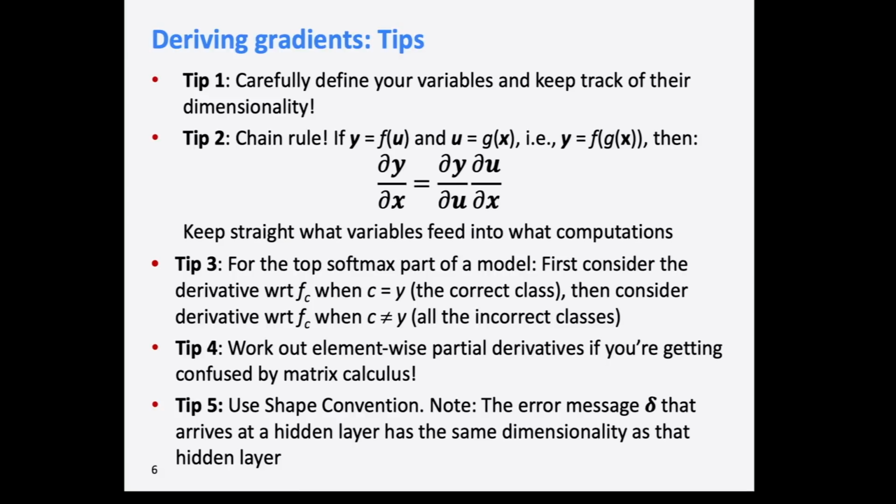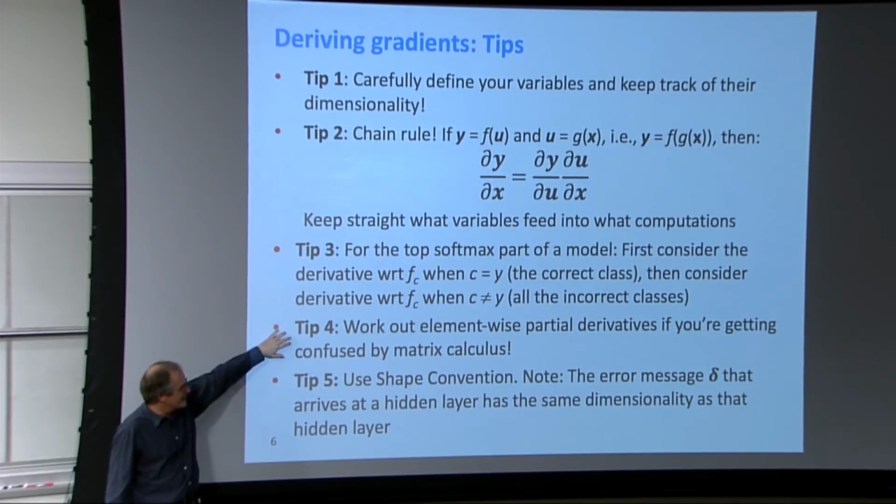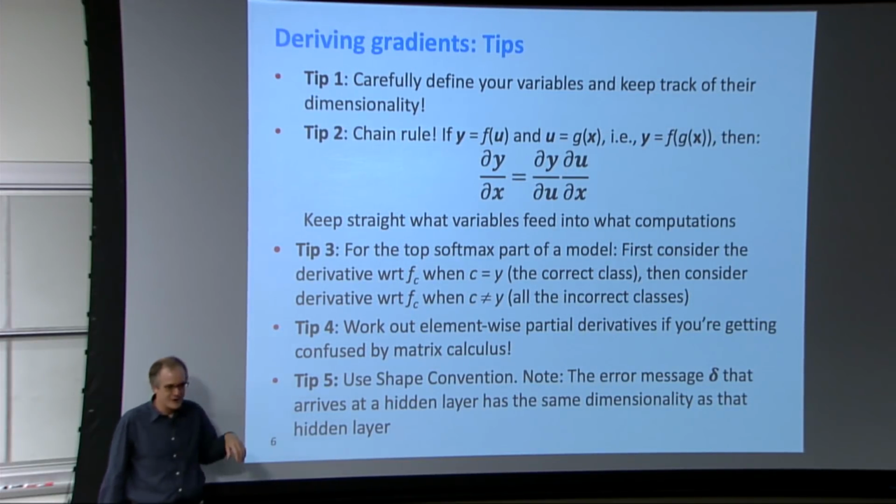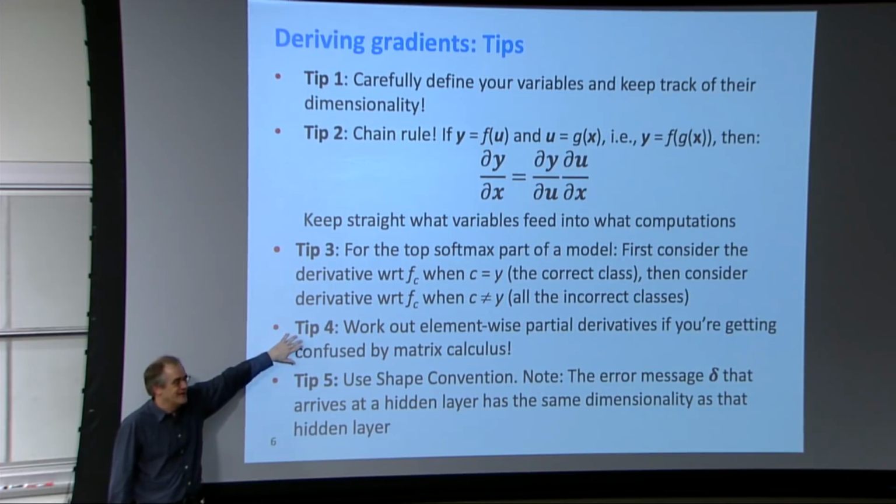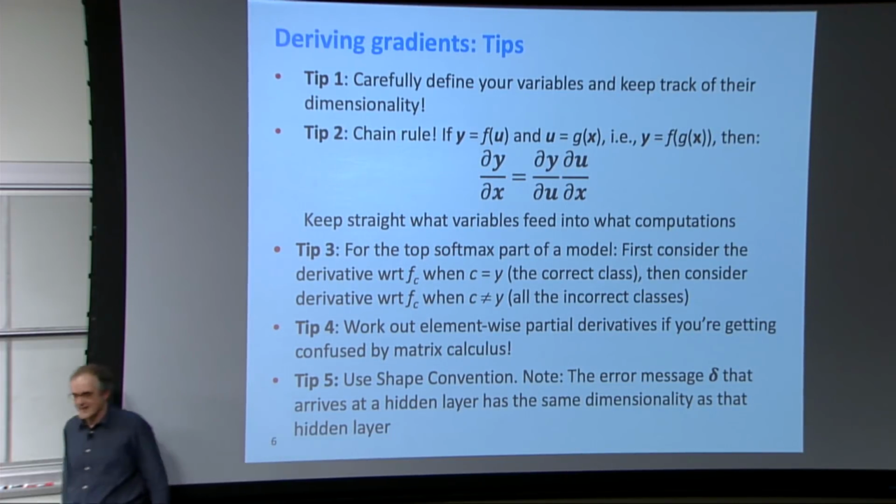In the homework, you have to do a softmax, which we haven't done in class. Something I think you'll find useful if you want to break apart the softmax is to consider two cases. One is the case when you're working it out for the correct class, and the other case is for all the other incorrect classes. In the little derivation I did before, I worked out an element-wise partial derivative, because that should give me some sense of what the answer is. I think that can be a really good thing to do if you're getting confused by matrix calculus.